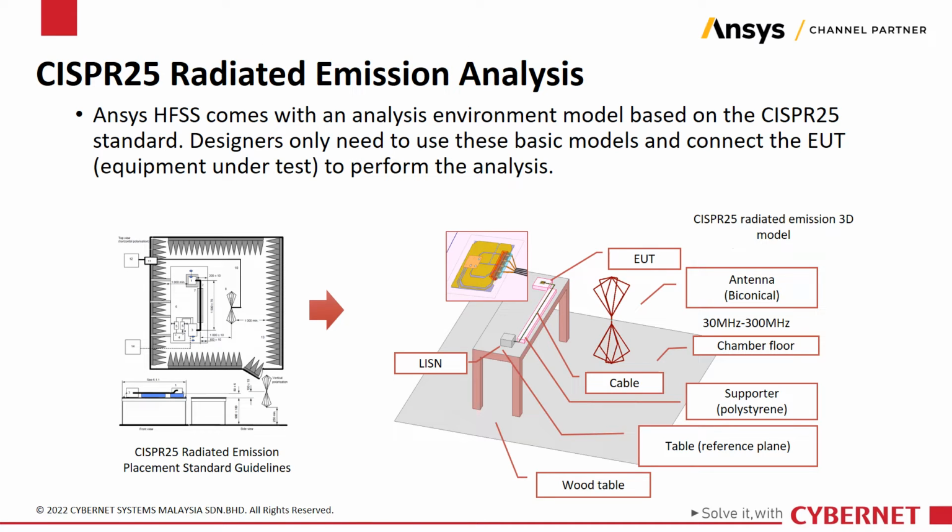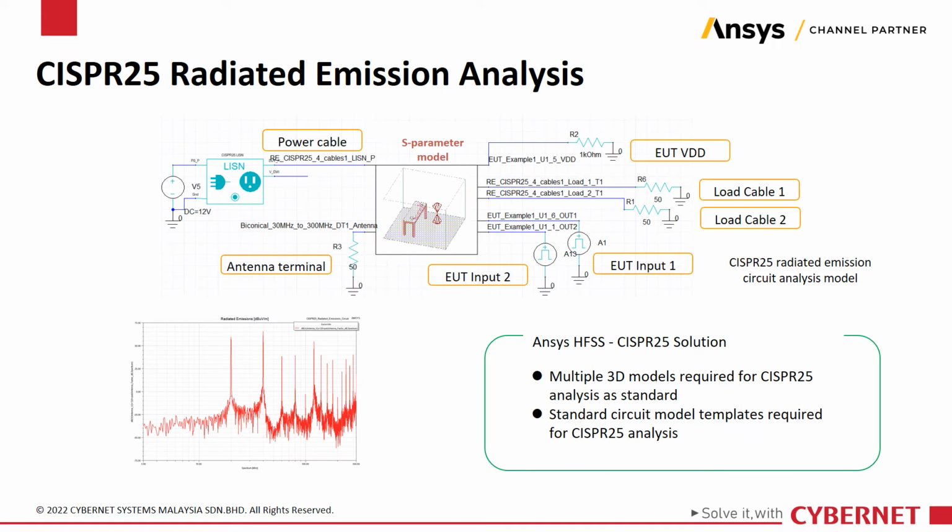Ansys HFSS also comes with a model based on the CISPR 25 standard that simulates site tests for conducted and radiated emissions. As in the signal analysis introduced earlier, radiated noise can be obtained by circuit analysis of the S-parameter model with electromagnetic field analysis.